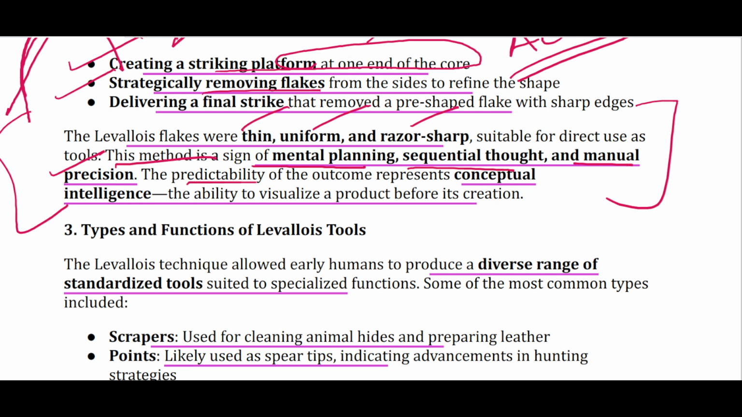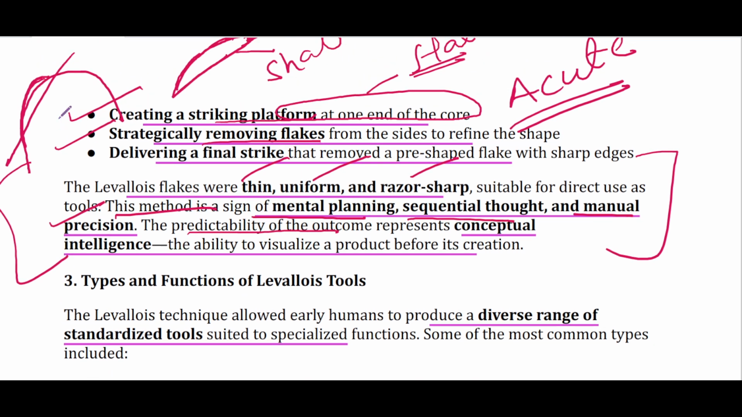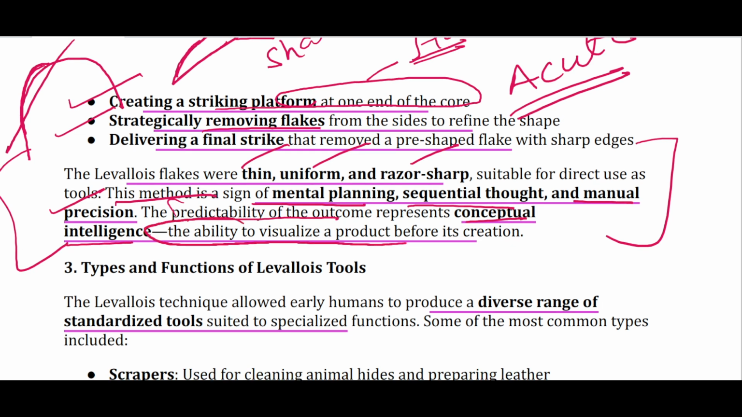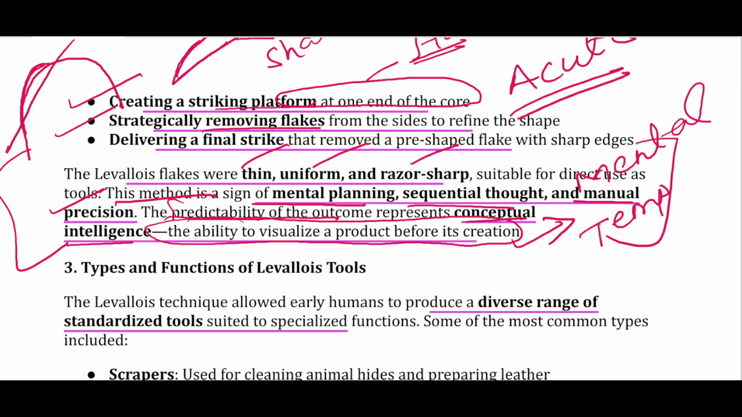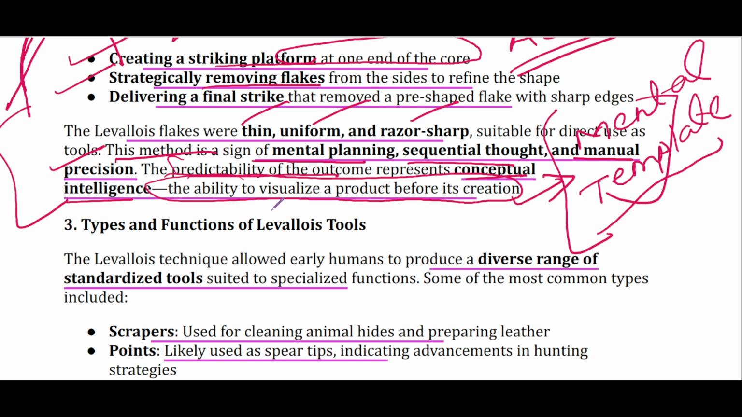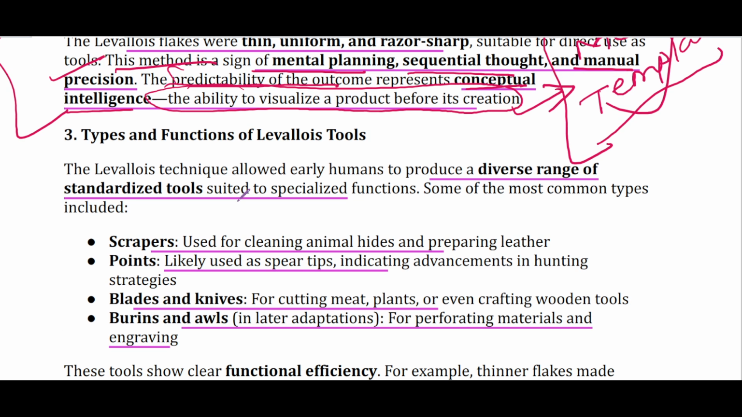So the predictability of outcome, that if this polished dome is struck at a particular angle, this will yield this kind of flake. This predictability represents a conceptual intelligence, which is the ability to visualize a product before creation. उसके लिए एक शॉर्ट वर्ड ये है, mental template. So this production suggests cognitive ability, especially the advanced one.